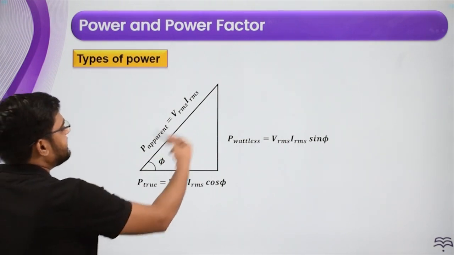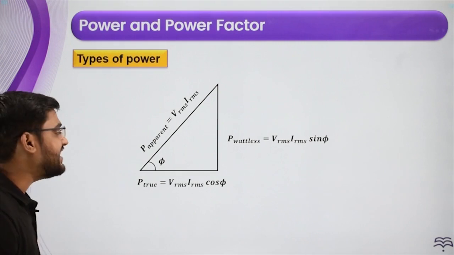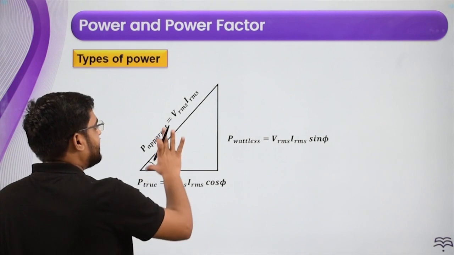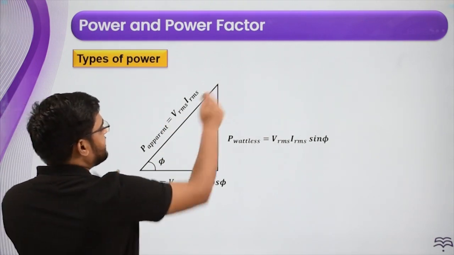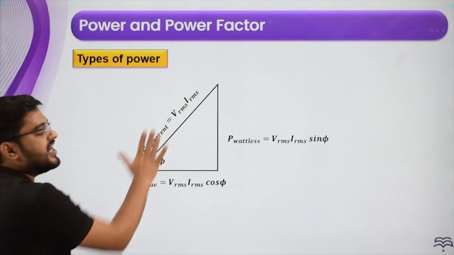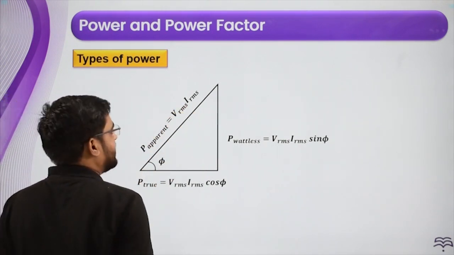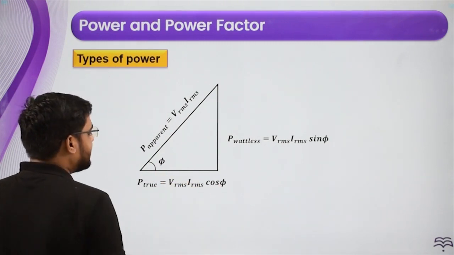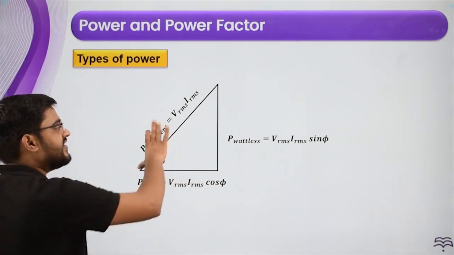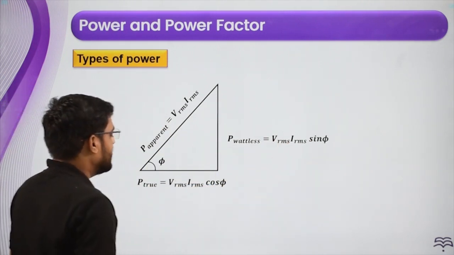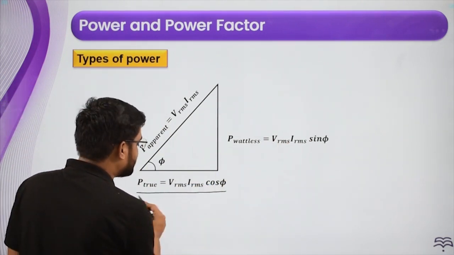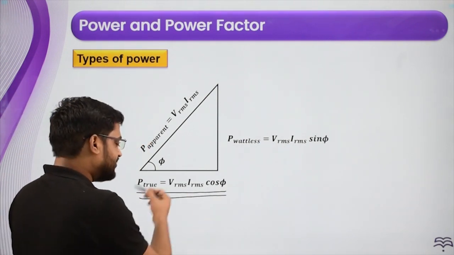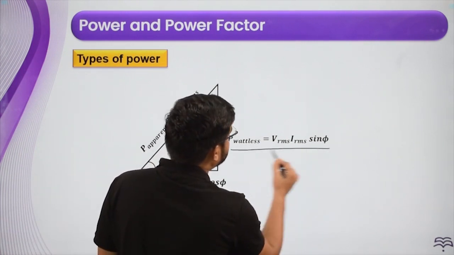Now here, this is a triangle, and this triangle is representing all types of power. So here this is the angle phi, and this power is Vrms into Irms, that's the apparent power. It feels that this should be the power. So I am making components of this power: one component is the true power, that is Vrms Irms cos phi, and another is Vrms Irms sin phi. This particular power is the actual power, the true power or the average power. We have already done the derivation. This is the true power, and this is called the wattless power.